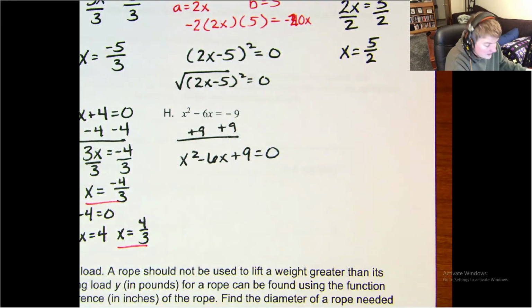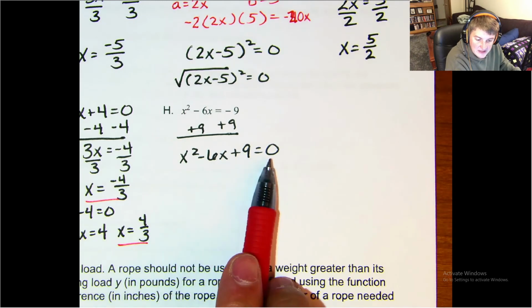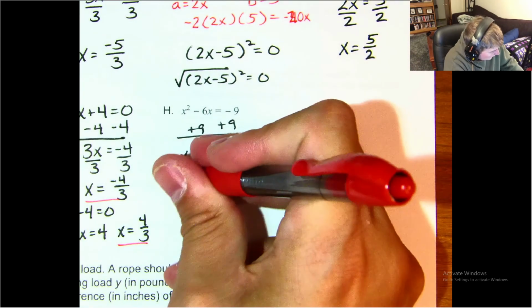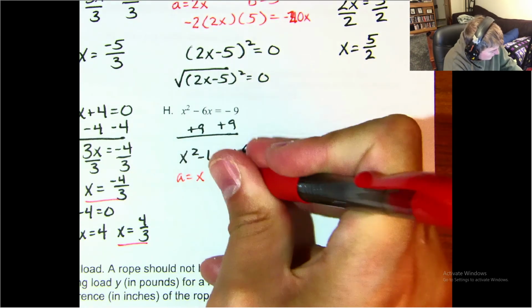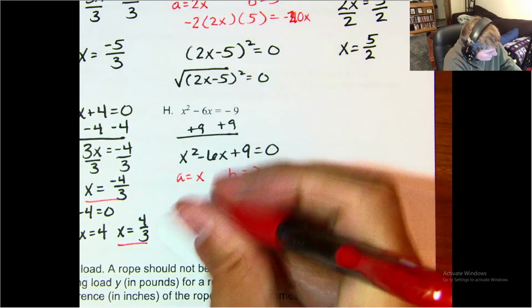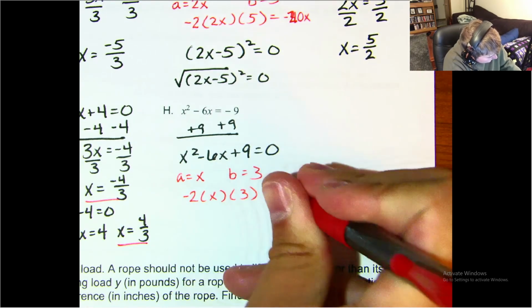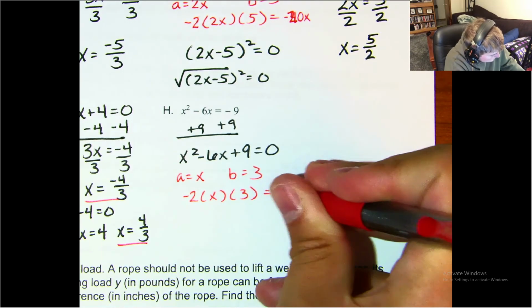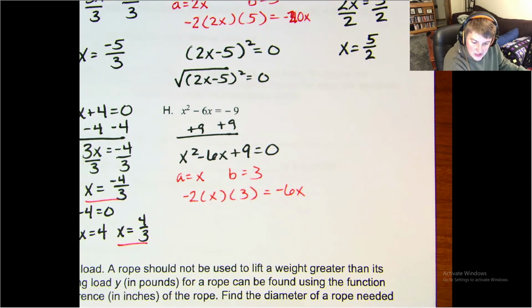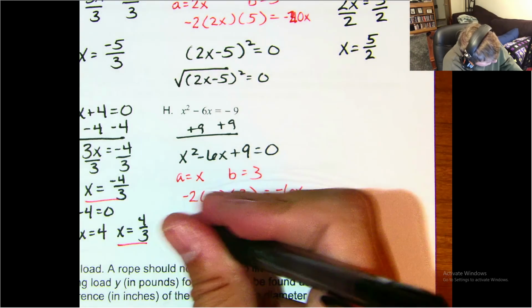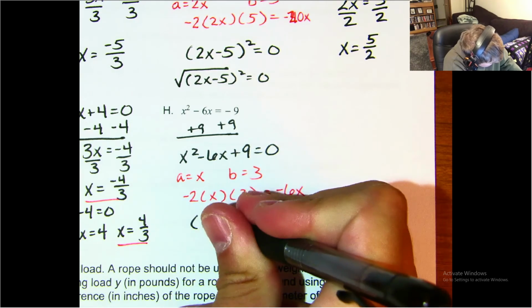Okay, and then again, I am once again identifying that my first and last term are perfect squares, where my root is x and my other root is 3. So then I want to check, does negative 2 times the root of my first times the root of my third equal negative 6x, which it does. Negative 2 times x times 3 is negative 6x, meaning that this is going to factor into x minus 3 squared.